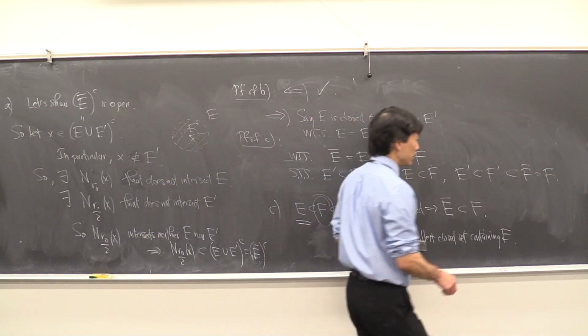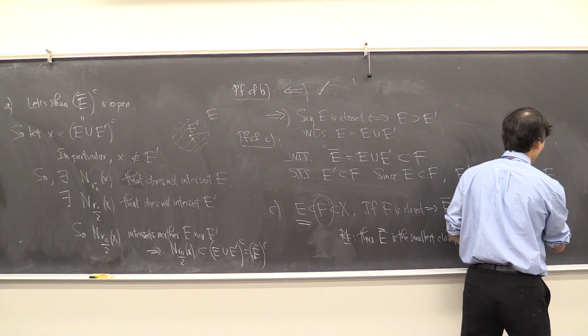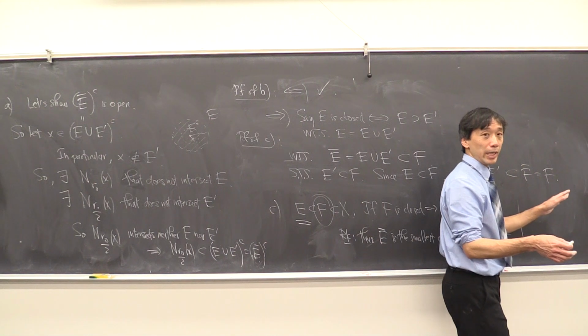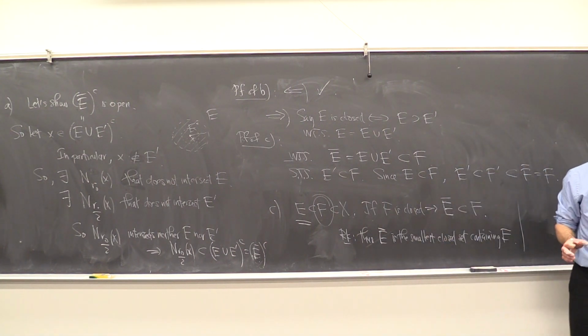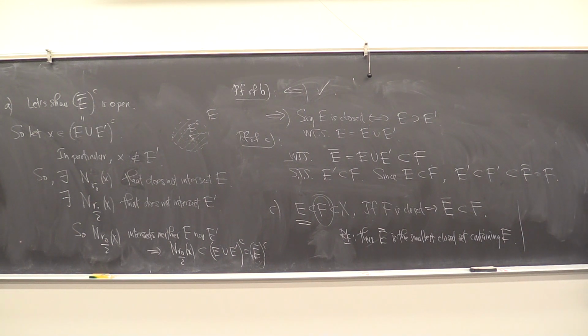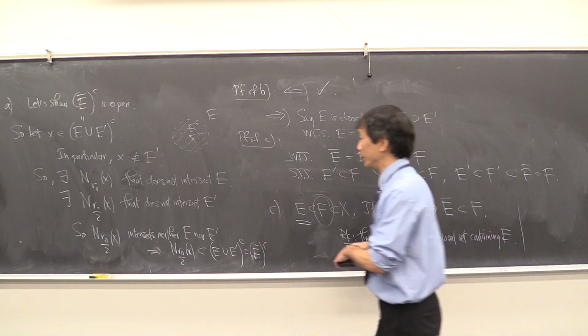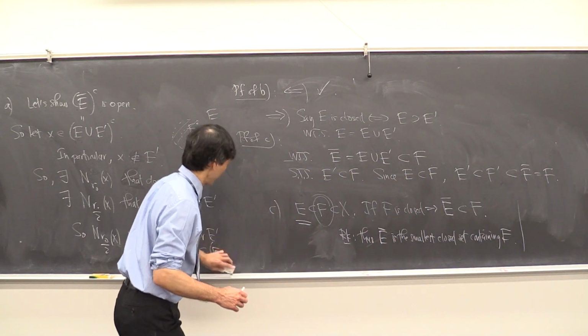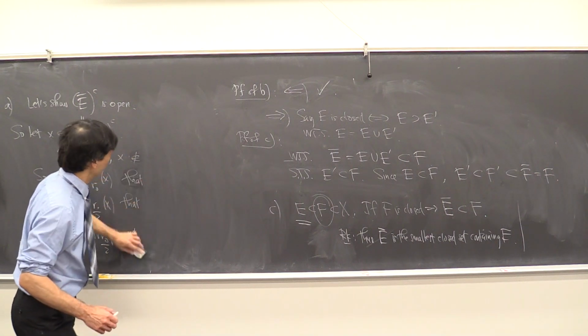And that actually gives another way of defining E bar, which is you take all closed sets containing E and you intersect them all. And that turns out to be E closure. The intersection of all closed sets containing E will turn out to be the closure of E. I think that might be an exercise in the homework.